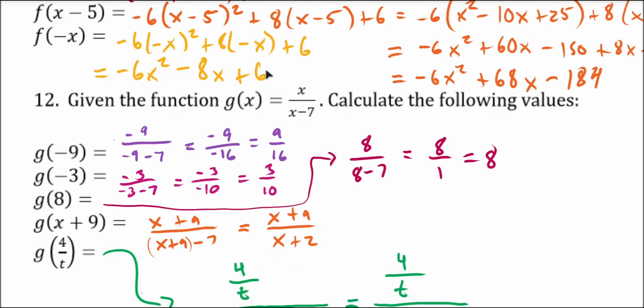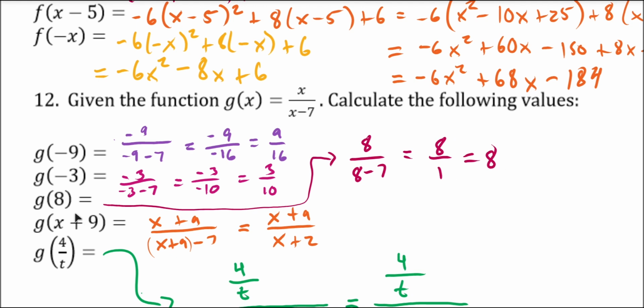Here we're given a rational function for g of x. It's x divided by x minus 7. Again, whenever you have something in these parentheses, you simply need to replace that wherever you see an x and simplify. So here I've done that for negative 9. We want to do that again for minus 3. There we go, we get 3/10. What about 8? I put that over here. 8 over 8 minus 7 is just 8 over 1.